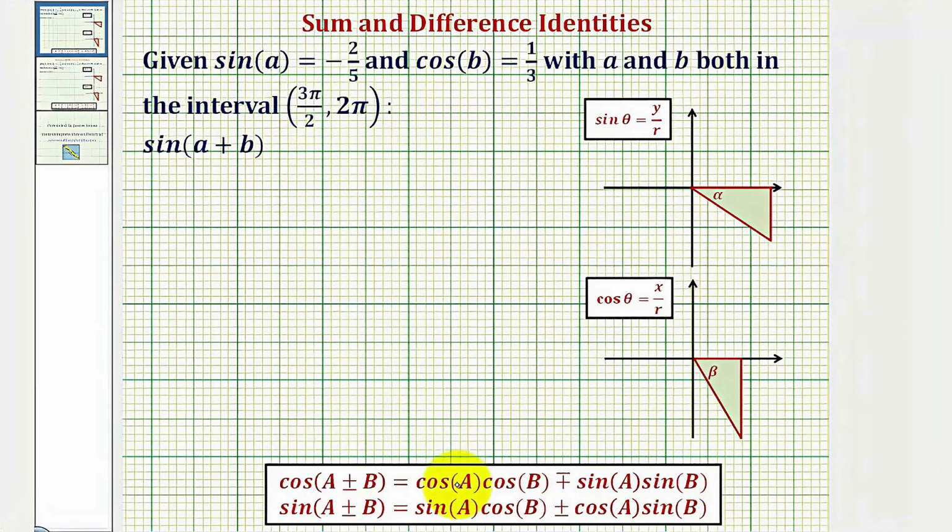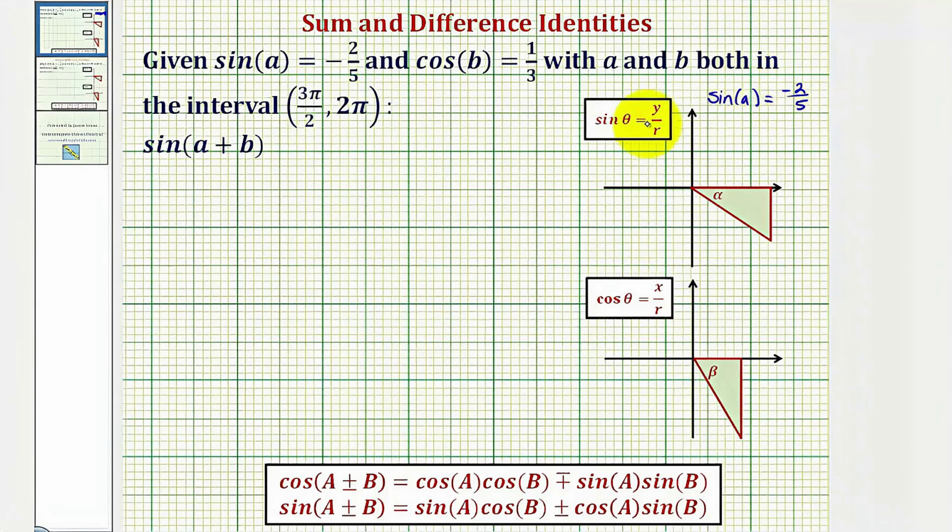But before we apply these identities, notice how even though we're given sine A and cosine B, we also must determine cosine A and sine B. So we'll determine these missing trig function values using the reference triangles provided here on the right, where to model angle A, we'll use alpha as the reference angle, and to model angle B, we'll use beta as the reference angle.